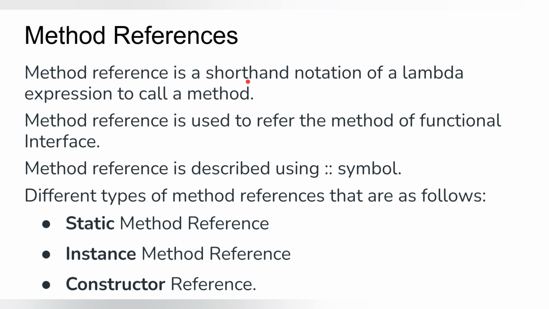Whenever we are trying to use a lambda expression to call a method, in that case we can make use of method reference. Method reference is used to refer to the method of a functional interface. A functional interface is an interface that has only one abstract method. And to refer to the method of a functional interface, we can make use of method reference.